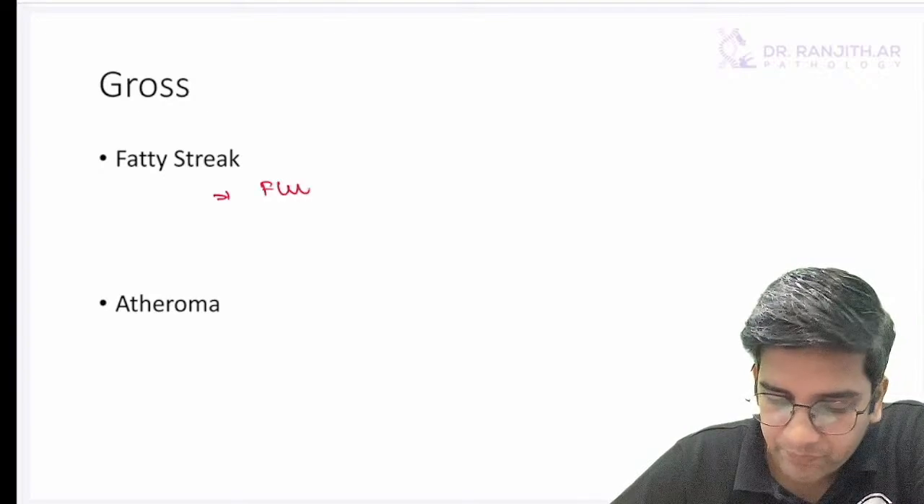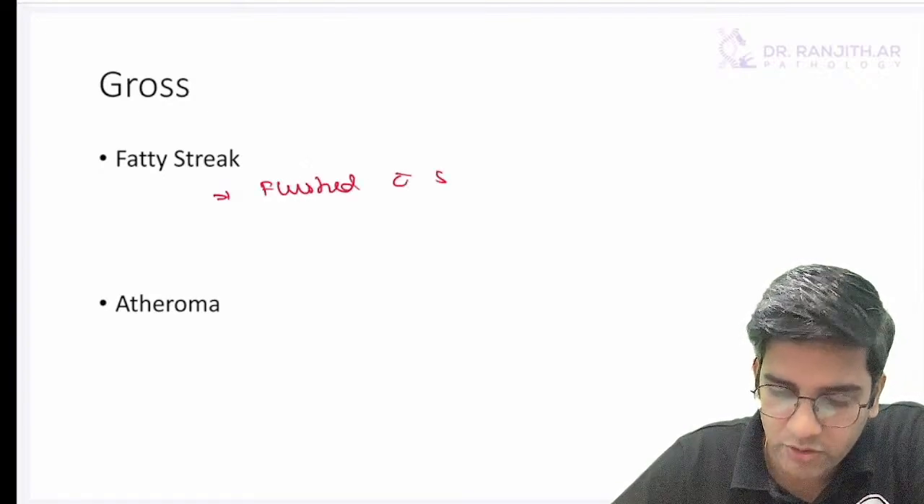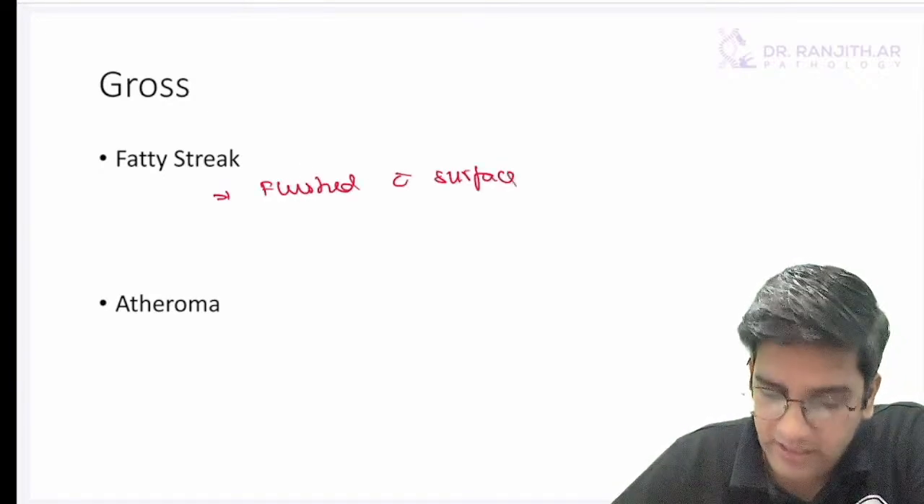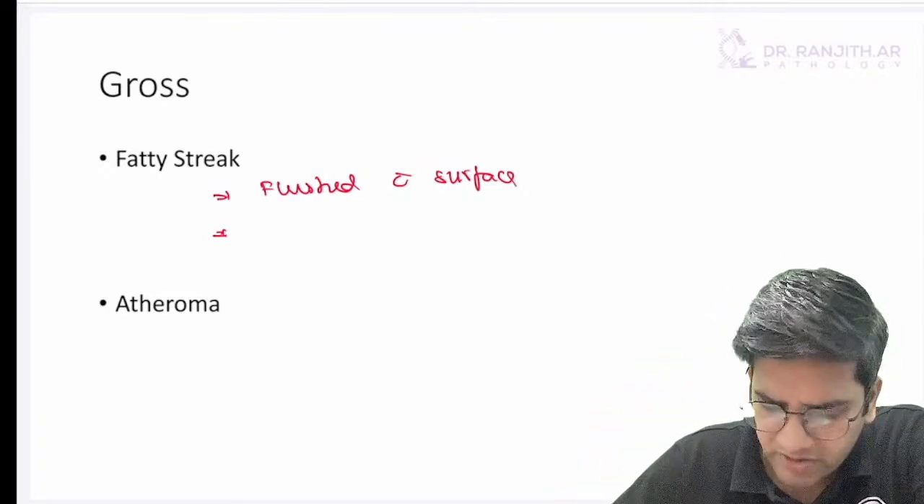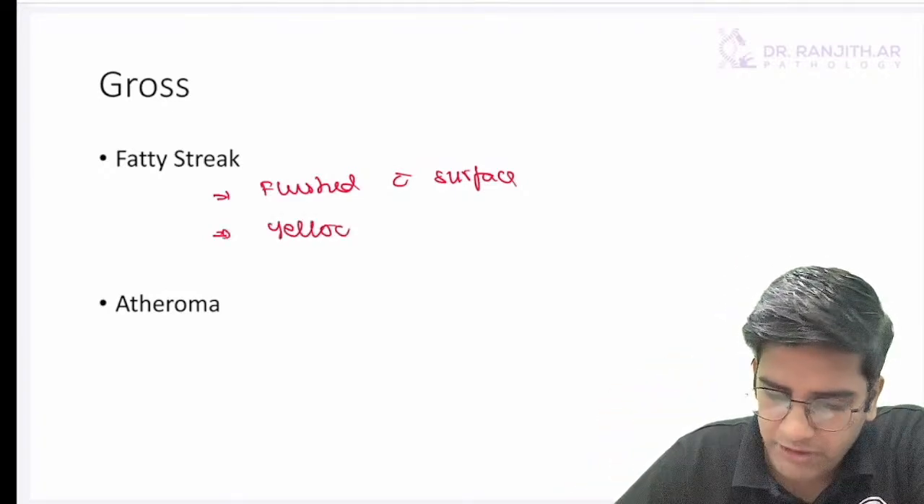It will be flushed with the surface of the vessel. It will not be very high because there's no destruction, there's no fibrosis, right? So it's flushed with the surface, and obviously it'll be yellowish in color.